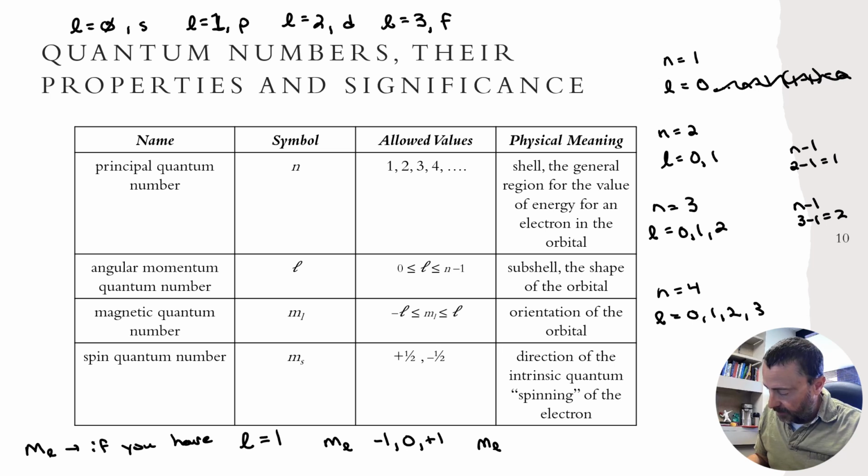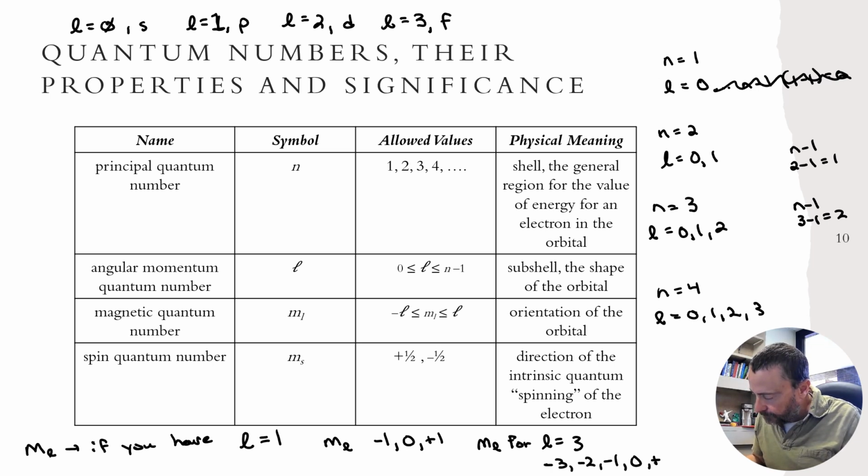An M sub L for an L of, I don't know, 3 could be minus 3, minus 2, minus 1, 0, plus 1, plus 2, or plus 3. I know they're confusing, but we'll get them down, especially as we see some of these things actually play out and we use them. I think they'll make more sense.